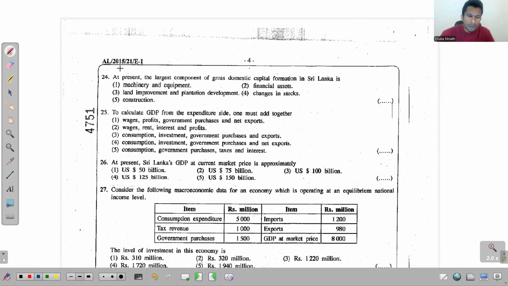Right, now look at this 2015 A-level MCQ paper, question number 26. At present, Sri Lanka's GDP at current market price is approximately. So no point of discussing this question here. The reason, the answer will not be relevant for your A-level year. So we will skip this question 26.